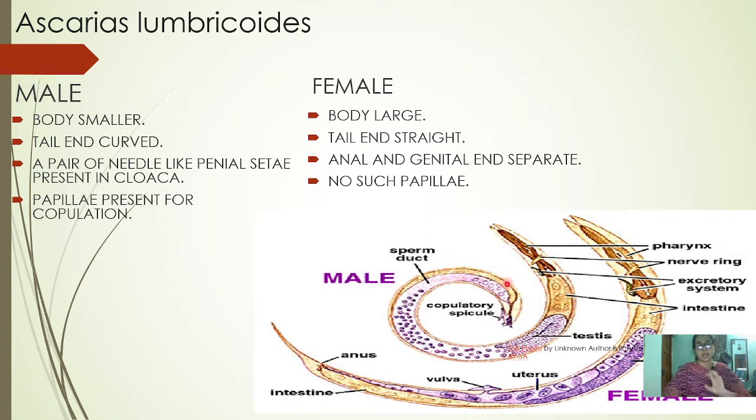One more thing is that in the male, a needle-like copulatory spicule or papilla is present, but in the female there is no such thing. Also, in the male a cloaca is present. What is cloaca? It is when the genital and the anal openings are the same. But in the female, they have separate openings. These are certain differences I have pointed out between male and female Ascaris, so you can easily distinguish them.